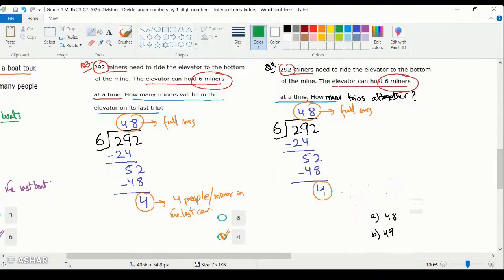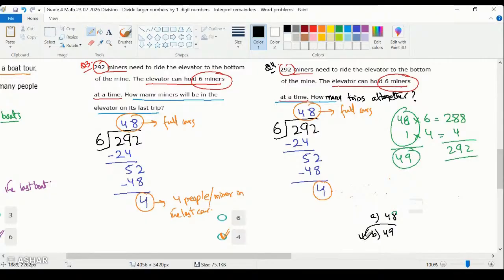That means 48 full cars. 48 into 6 would be one less, right? 288 people. And one car will have 4 people. That means the total number of people were 292. Agreed? And this will give us the number of cars. That means the total number of elevators used were, yes, perfect. Thank you, May. There were 49 elevators used, right? The elevator was used 49 times altogether.